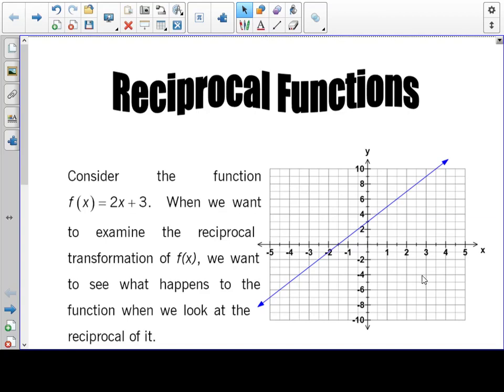Hi, grade 11s. Today, we are going to take a look at what reciprocal functions look like, how to make them, and how to work with them.